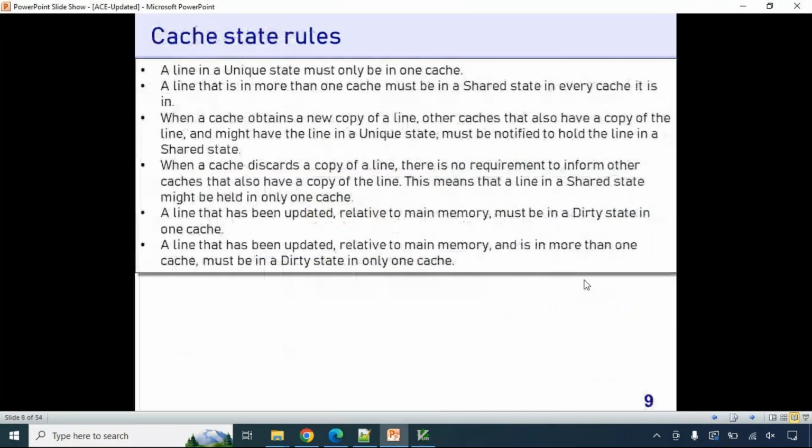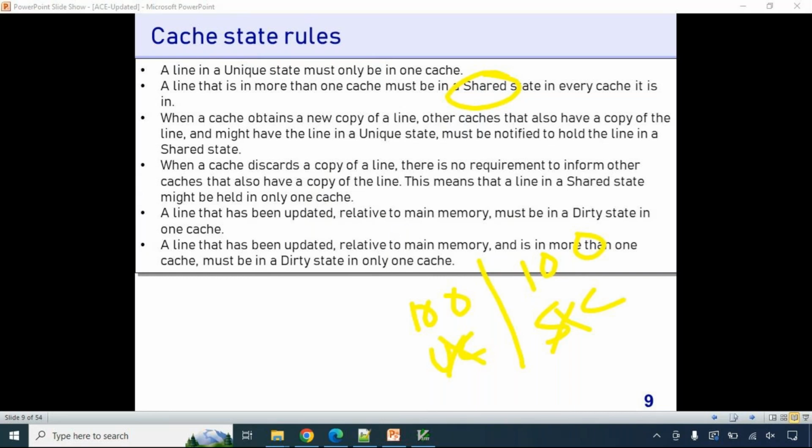Okay, with this understanding, let us read further rules related to the cache states. Again, these are cache line state rules, because the state is not specific to the cache. State is the state of the cache line in one of the caches. A line in unique state must only be in one cache. A line that is in more than one cache must be in a shared state in every cache it is in. Let's say location 100: in one cache I cannot say it is unique clean, and in another cache say shared clean for the same 100, because unique and shared are conflicting with each other. So it can be either unique or shared.